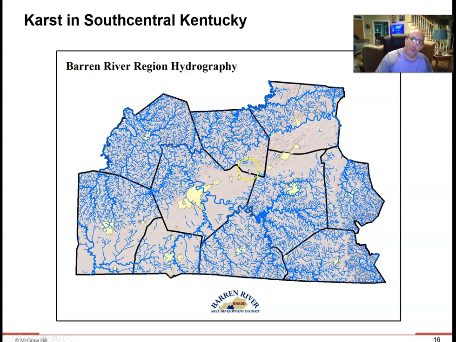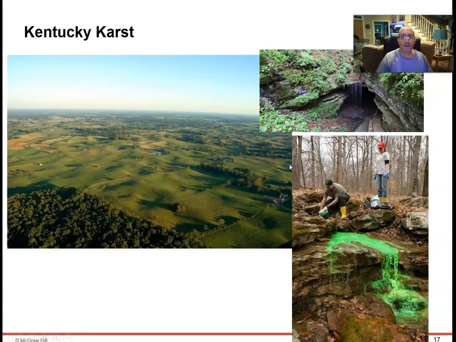Mammoth Cave National Park would be right in this area, the corner of Hart, Barren, and then this corner of Edmonson. This is Mammoth Cave National Park. All of this area right here in northern Barren County flows into Mammoth Cave National Park. And this is heavily farmed in this area.